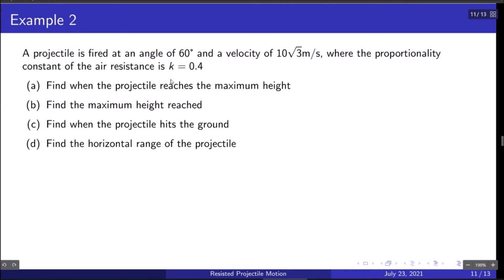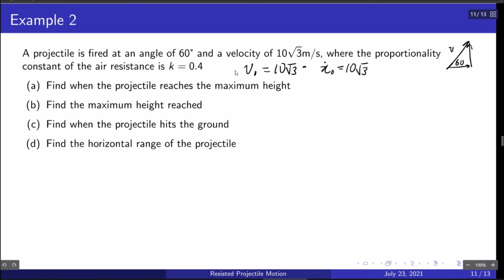So this one, we have a projectile fired at an angle of 60 degrees, with a velocity of 10 root 3 meters per second, where the proportional constant is 0.4. Okay, so before we start, let's get the x and the y components of the velocity. Yeah, so obviously v naught equals 10 root 3.